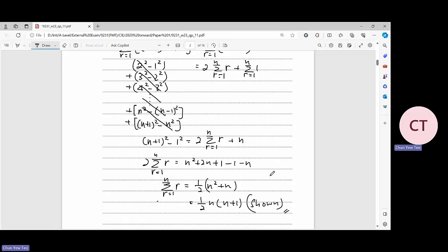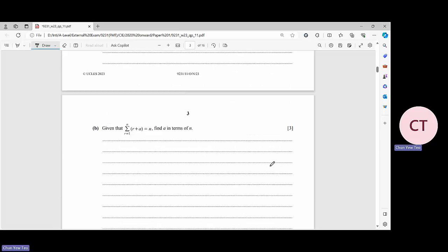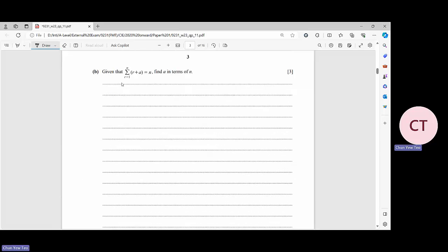Now we move on to part B. In part B, they give you the relationship: the sum of (r plus a) is equal to n. We want to know the value of a in terms of n. What you need to do is apply the property of a series. Then you will get this. So a is a constant, and this one is actually from part A just now.